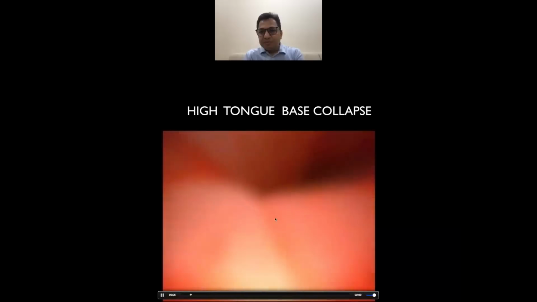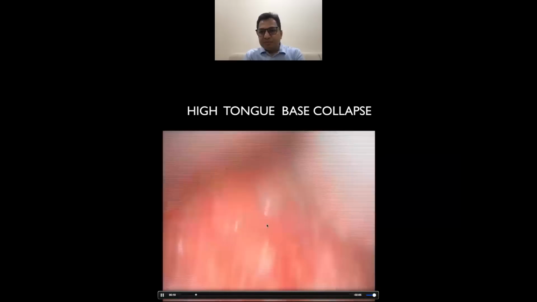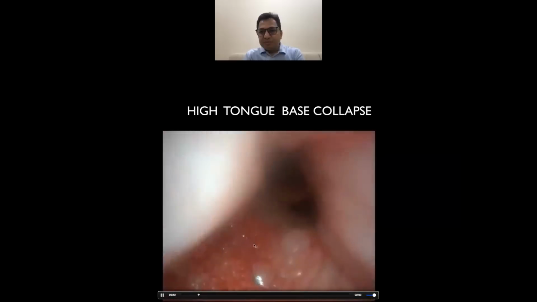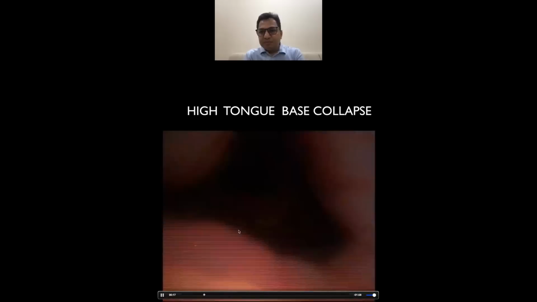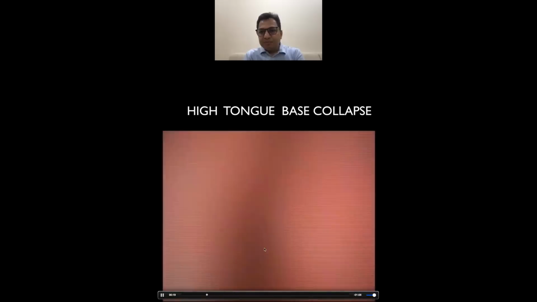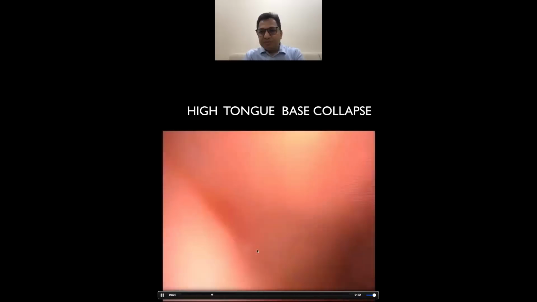You can see the epiglottis, this is the foramen cecum. So when you see the filiform papilla, and you can see all this circumvallate papilla, that is the high base of tongue.